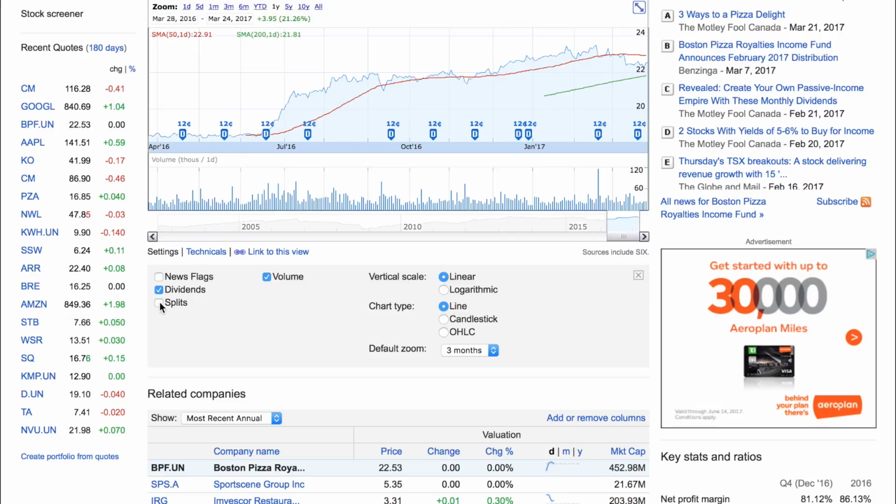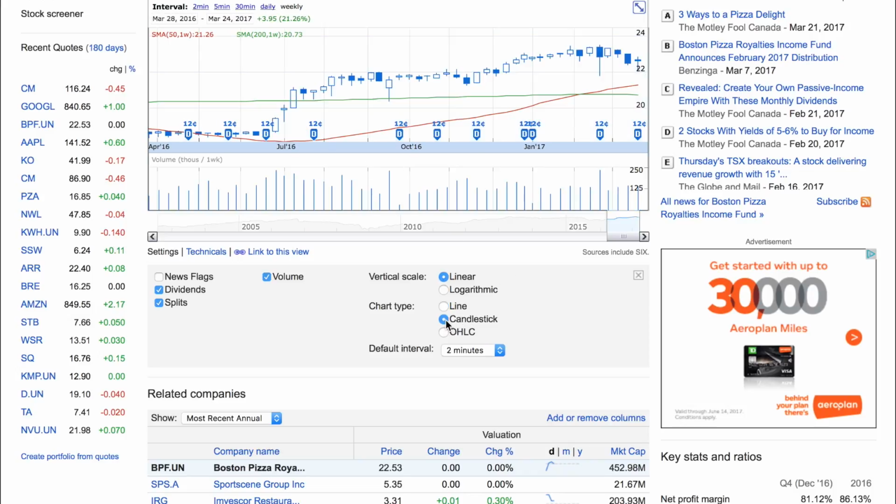It's showing splits. Now there are no share splits in here, but they would show as a little green mark, and it would have a little number indicating whether it was a 2-to-1 or 7-to-1 split, whatever it is. The volume setting would turn this portion of the chart on or off. And then vertical scale is linear, and I have this as a line chart because that's really easy for me to read. I'm not a day trader, but you could easily switch to candlestick mode.